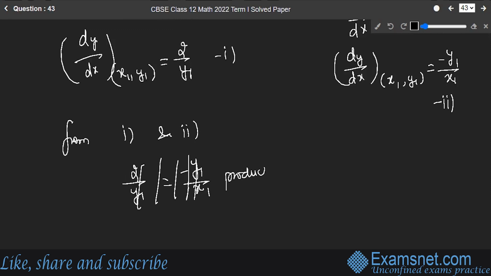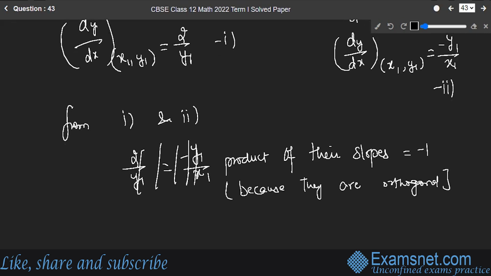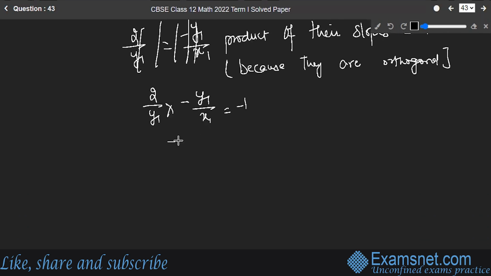So the product of their slopes is equal to minus 1, not 0, sorry, it's minus 1, because they are perpendicular to each other. They are orthogonal or perpendicular to each other. Okay, so that means 2 upon y1 multiplied by minus y1 upon x1 is equal to minus 1, which gives you minus 2 upon x1 is equal to minus 1, or x1 is equal to 2.